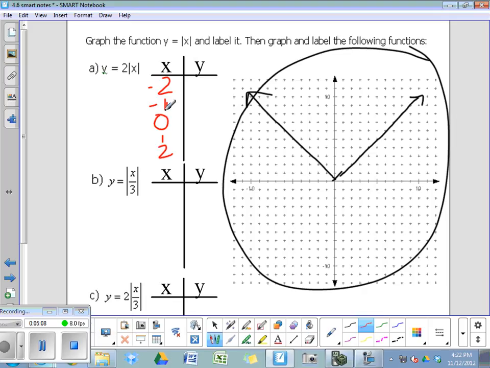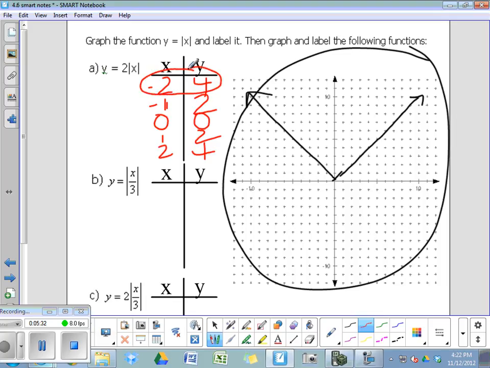So when we put negative 2 in, absolute value is 2. 2 times 2 is 4. Put negative 1 in. Take its absolute value and multiply by 2. Put 0 in. Absolute value of 0 is 0. Times 2 is 0. When you put in 1, you get 2. And when you put in 2, you get 4. So these are the points we can plot.